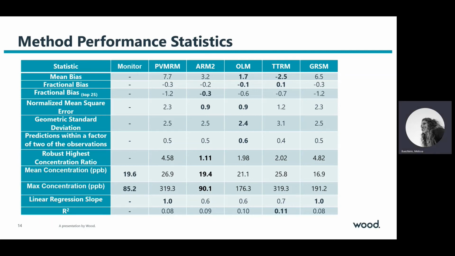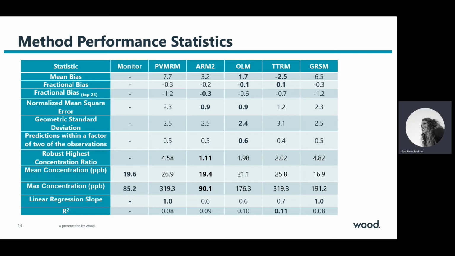In order to look at how well the model predicted airport emissions, we did a shootout of a variety of statistics as shown in this table. In this table, I bolded each statistic that represents a more ideal performance when compared to the benchmark monitor concentration. For instance, the AERMOD method resulted in a mean concentration closest to the mean of the monitor concentrations. However, OLM and TTRM provided less model bias.